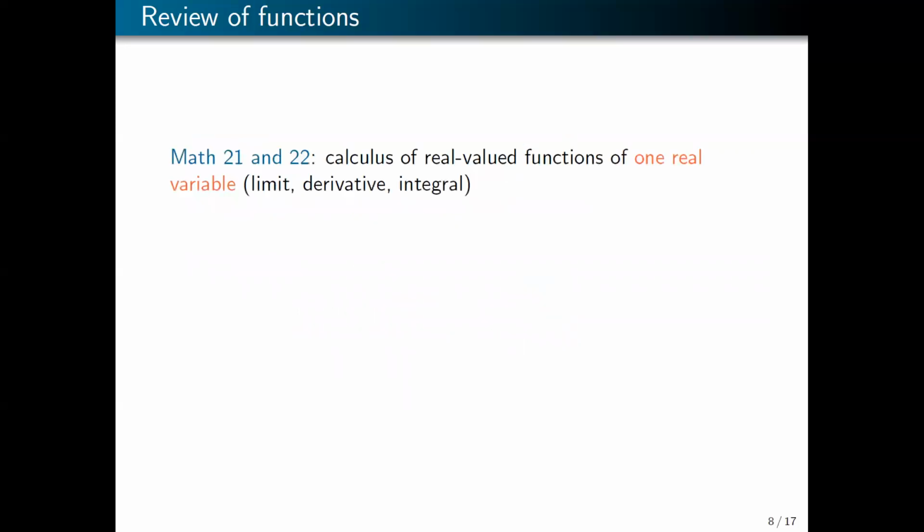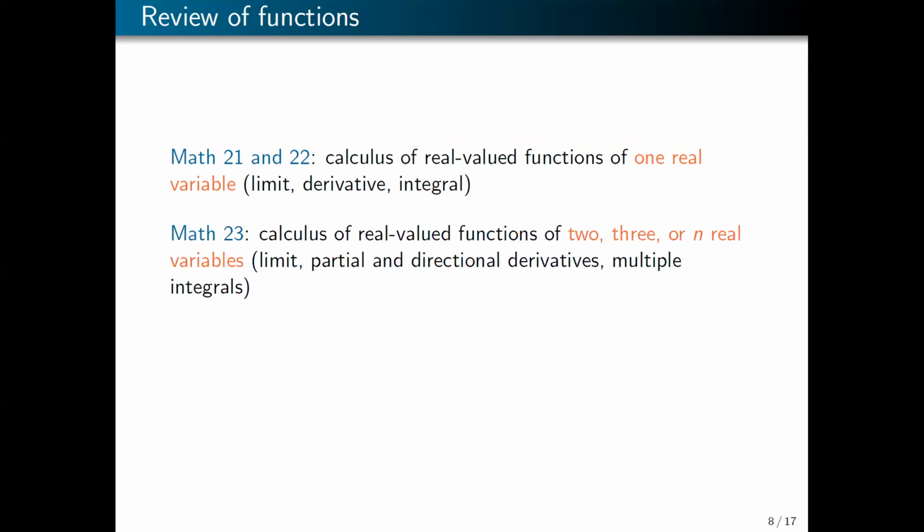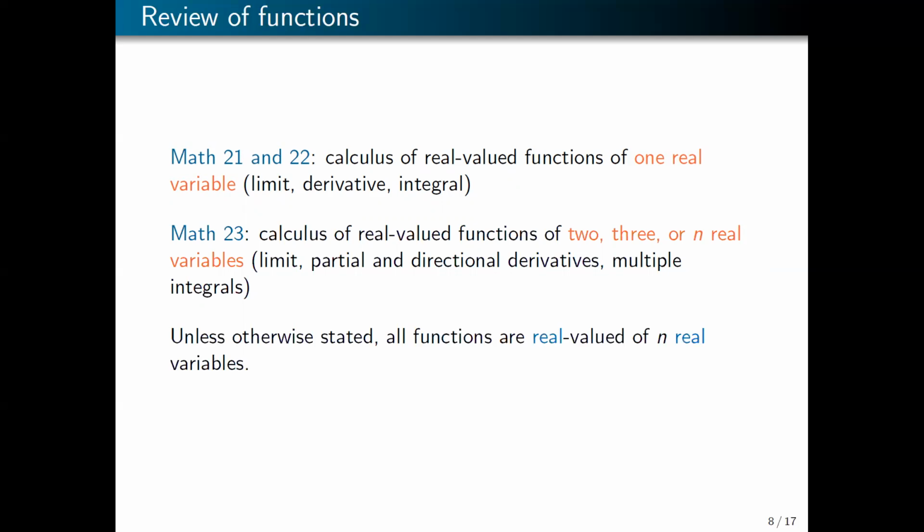In Math 21 and 22, you studied the calculus of real-valued functions of one real variable. In particular, you learned about limits, derivatives, and integrals of real-valued functions of one variable. Here in Math 23, we will study the calculus of real-valued functions of 2, 3, or n real variables for n greater than 1. We will extend the concept of limits, derivatives, and integrals from the single variable case to the multivariable case. For the rest of the course, until the study of the calculus of vector fields, all functions discussed are assumed to be real-valued and of n real variables.